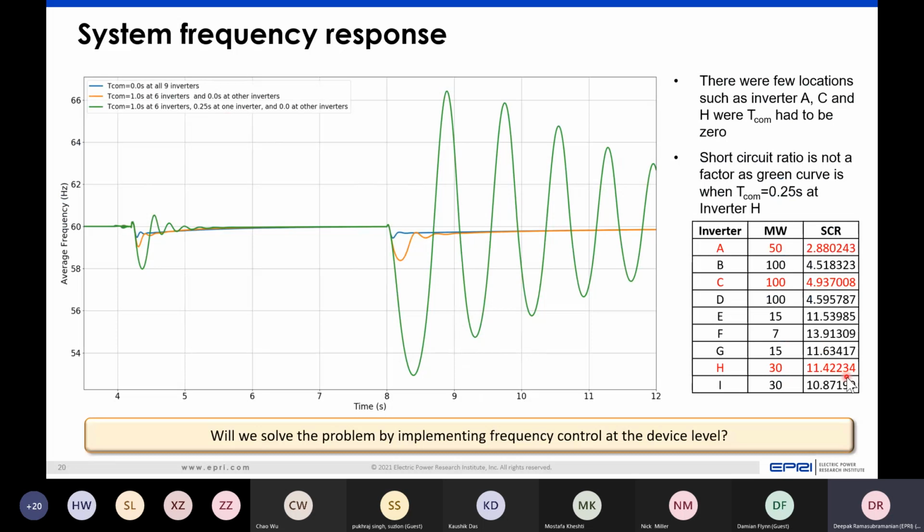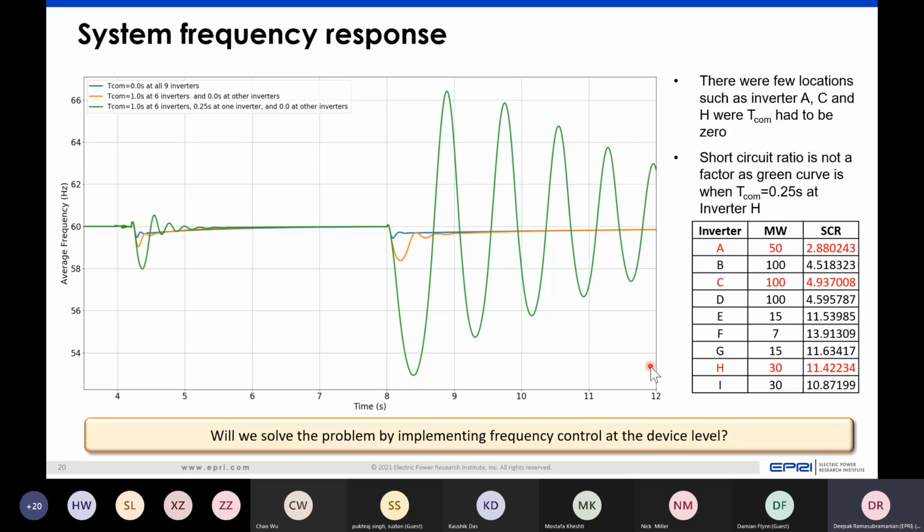And interestingly enough, the inverter which caused an issue by having this large control delay was not in the weakest portion of the network. It was actually in a strong portion of the network. The inverters that were in the weak portion of the network were fine, but the moment we introduced a larger amount of communication delay in the strong portion of the network for this particular network was when we started having issues.